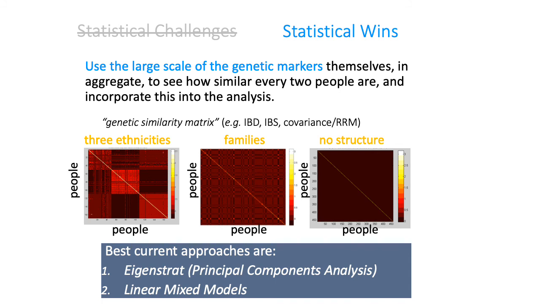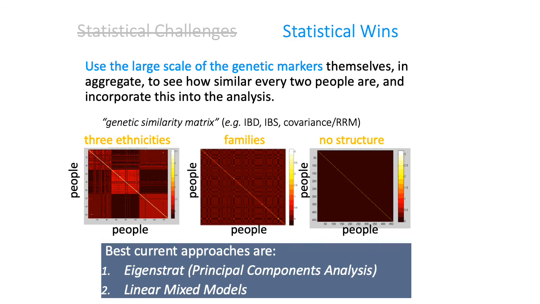And finally, in your best case scenario, where you have no family structure and no ethnic structure in your cohort, the pairwise correlation matrix you would get is basically just a white diagonal with a more or less blackish background. And that would correspond to having no population structure in your cohort.